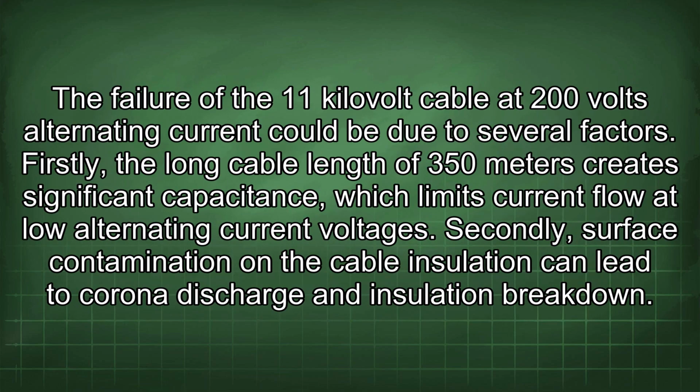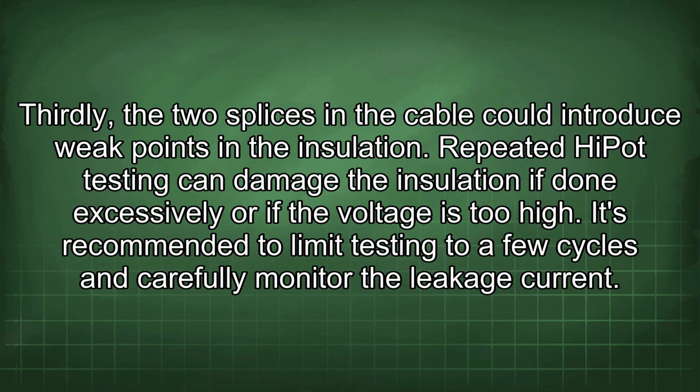The failure of the 11 kV cable at 200 volts alternating current could be due to several factors. Firstly, the long cable length of 350 meters creates significant capacitance, which limits current flow at low alternating current voltages. Secondly, surface contamination on the cable insulation can lead to corona discharge and insulation breakdown. Thirdly, the two splices in the cable could introduce weak points in the insulation.